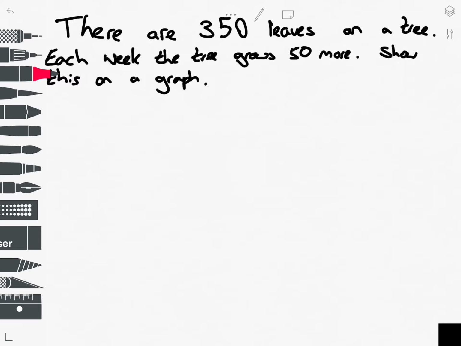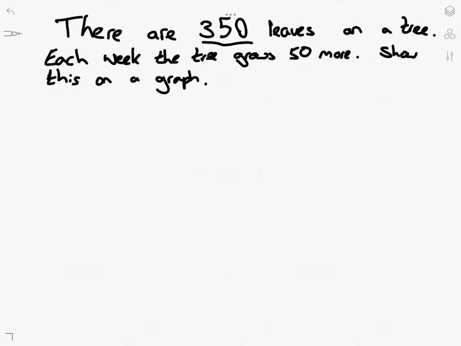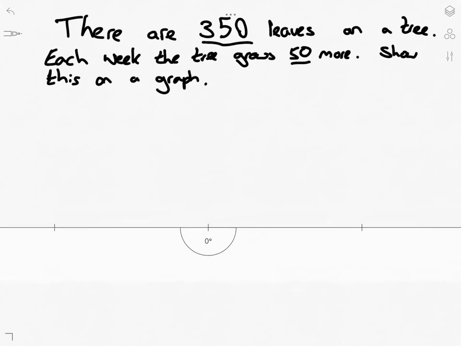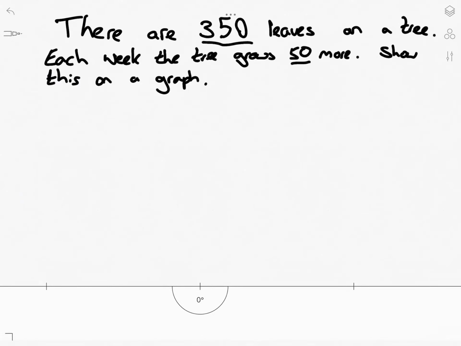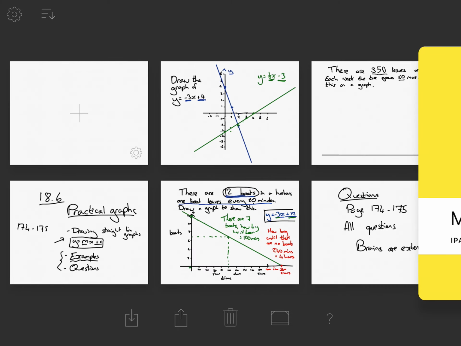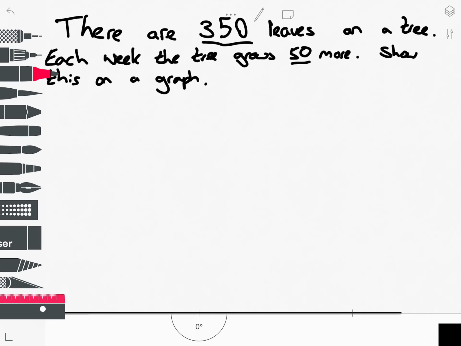Here's another one. I just wanted to show you this one because the axes will change because we're using quite a big number. Okay, so there are 350 leaves on a tree. Each week the tree grows 50 more. Show this on a graph. So again, we don't really need the negative. We're not going to go back into the past for the time. And we're actually getting more and more leaves. So we're not going to ever go into the negative for the amount of leaves. Also, it doesn't make sense to have negative amount of leaves on a tree. So again, we're sticking to the positives.